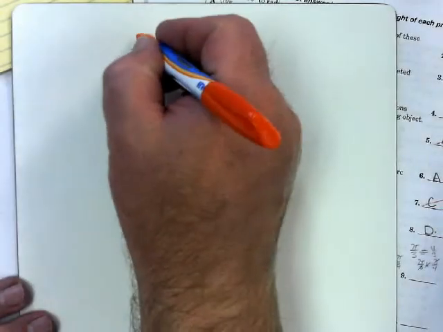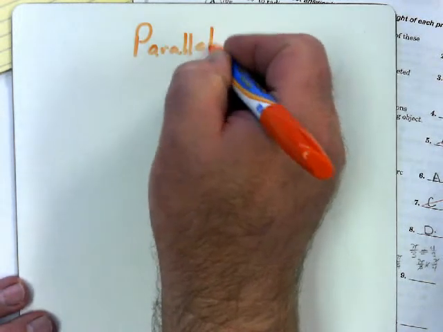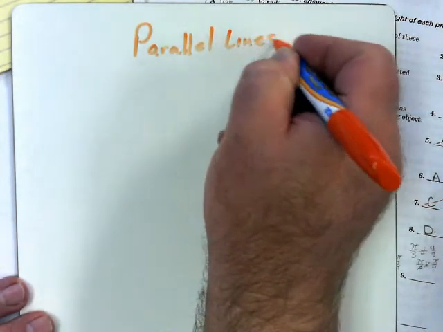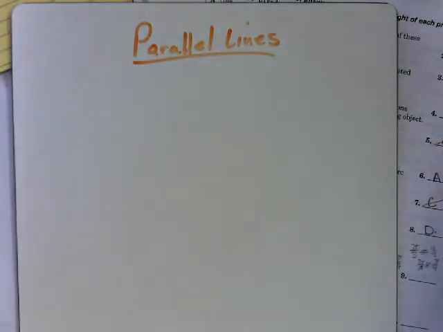We are going to talk about parallel lines, and the same types of things that we talked about yesterday. After we are done here, you need to type the theorems and postulates that are listed in your book, but we're going to go over them first.